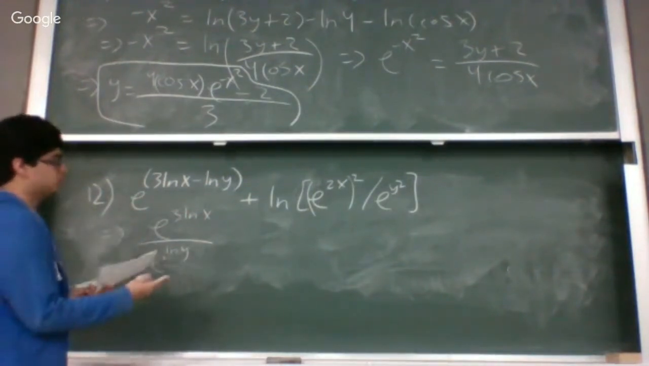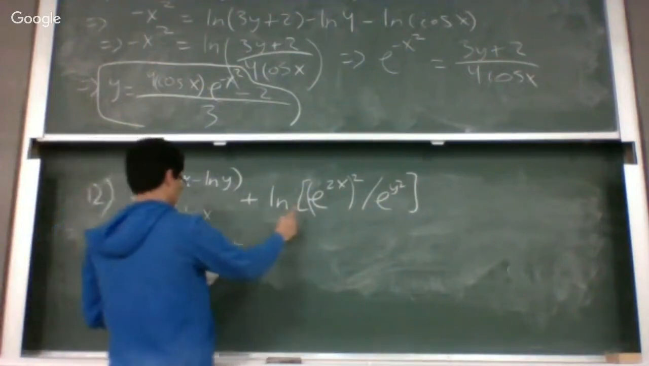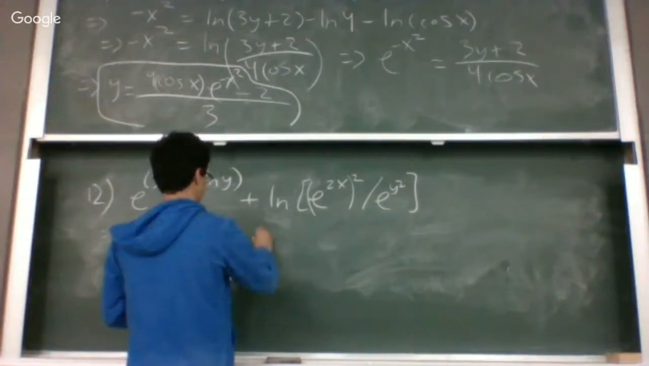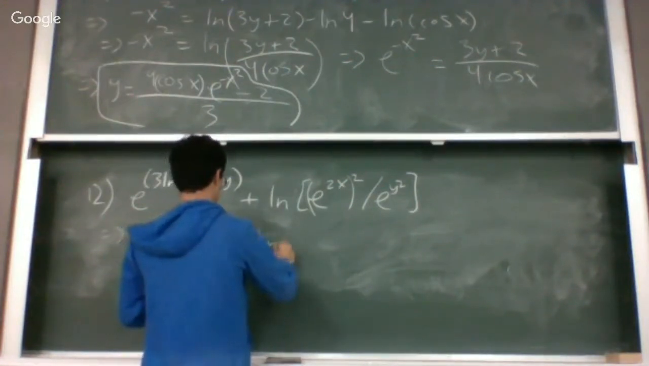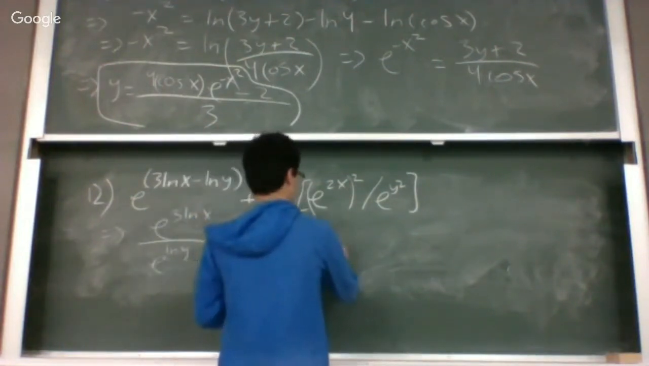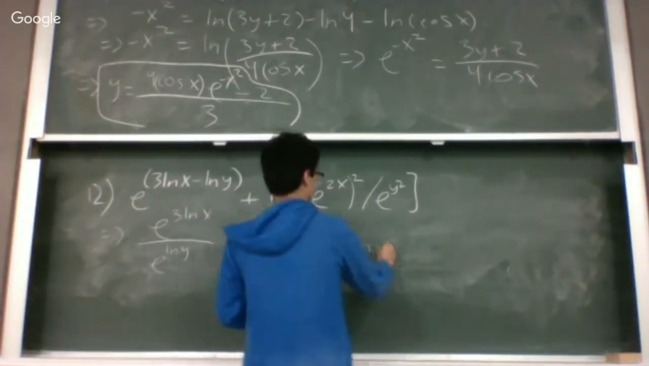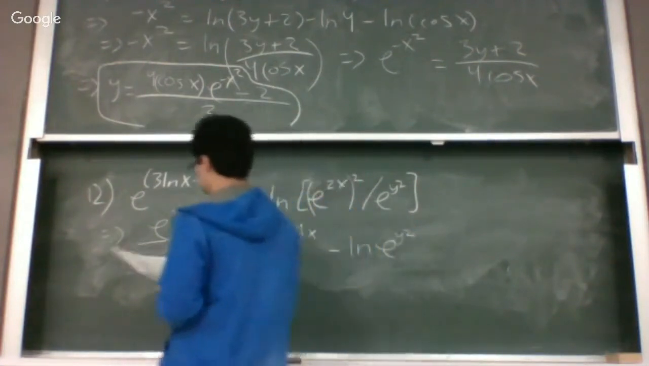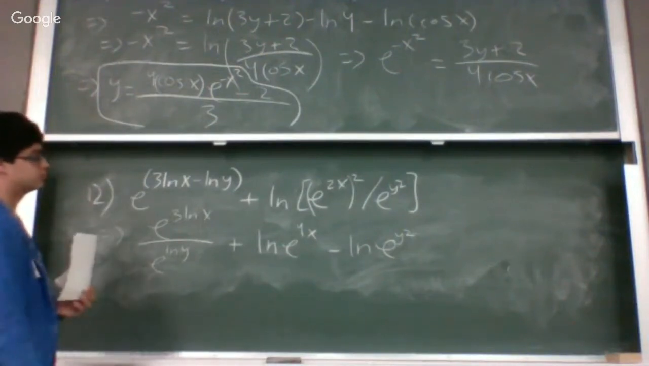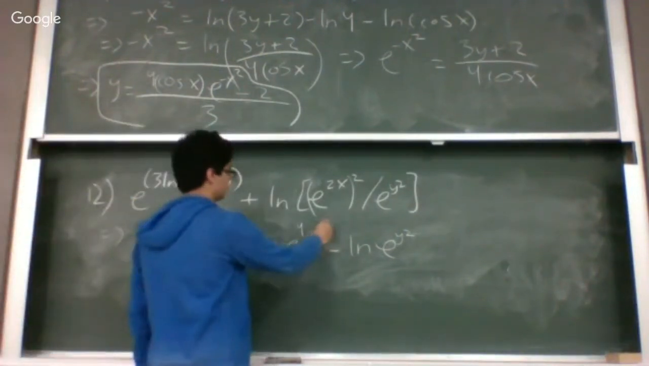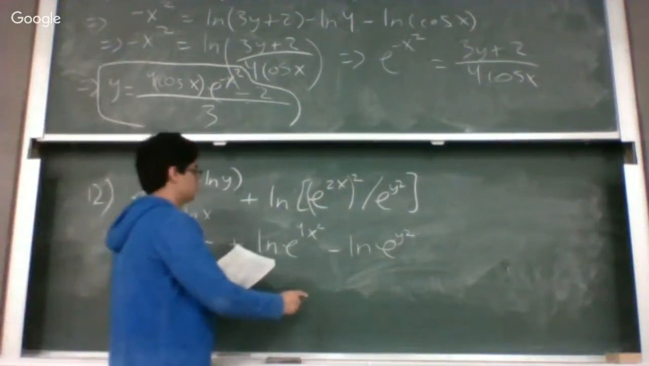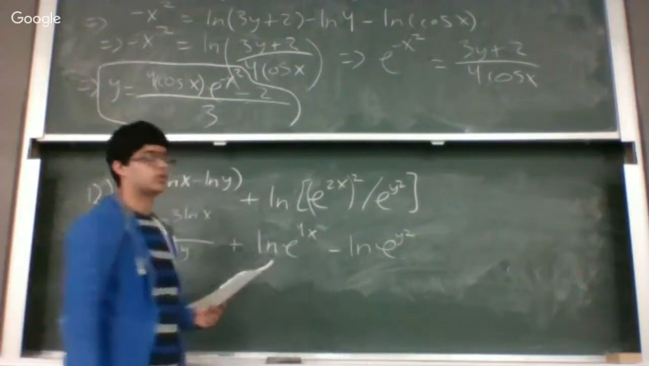And then this part we can keep. That part we can separate out. So natural log of e to the 4x minus the natural log of e to the y squared. This is 4x, not 4x squared.